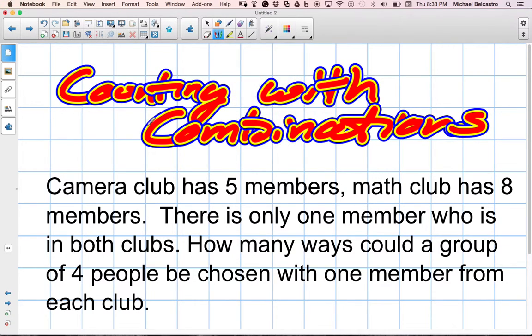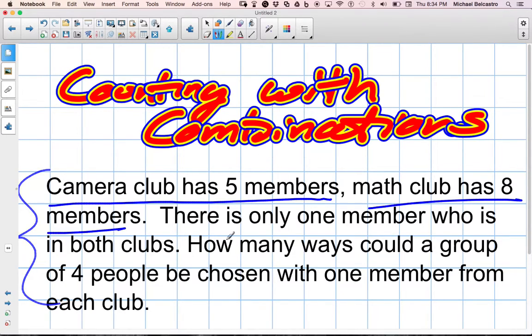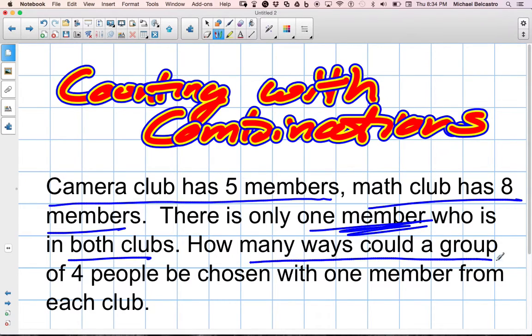Okay, so we're going to be counting using a bunch of combinations. So we're going to read this and we're going to pull out important information. The Camera Club has 5 members. That's probably important. The Math Club has 8 members. There's only one member who is in both of the clubs. How many ways could a group of 4 people be chosen with one member from each club?